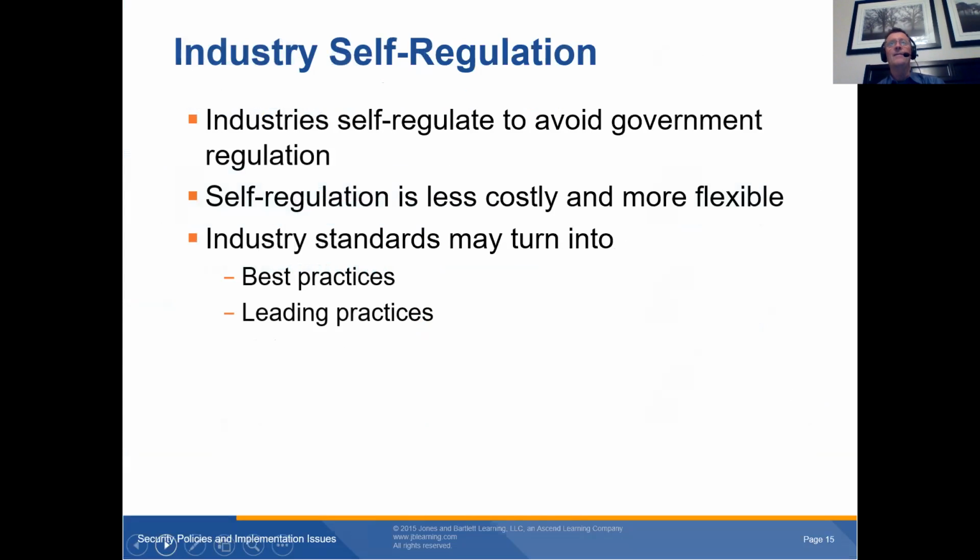With respect to self-regulations, industries will try to self-regulate for one purpose only, and that's to keep the government from stepping in and helping them regulate. So self-regulation is less costly, more flexible than having the government tell you what to do, and standards can turn into best practices and leading practices.